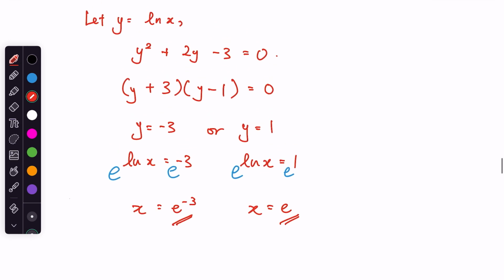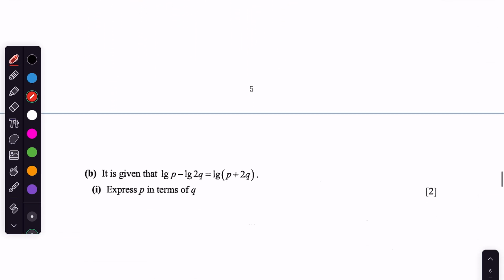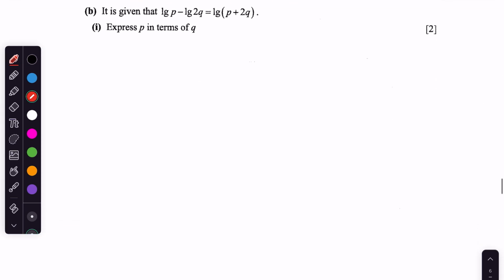Not too bad. Let's look at the next part. So next part, we are given an equation here, and we want to express P in terms of Q. Usually when they say express P in terms of Q, what you can think of is that Q is kind of like a number. We just want to solve for P. That's about it. Okay, so let's copy this out first.